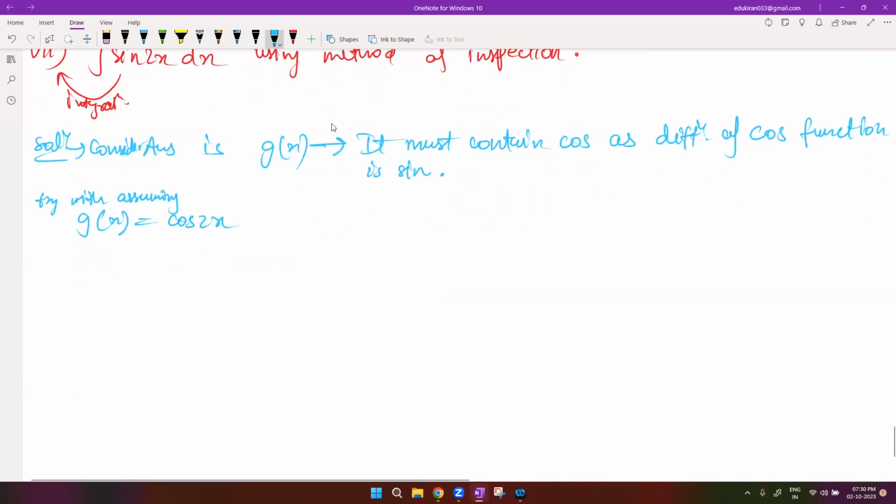To differentiate cos 2x, it would be minus sine 2x first. Cos is minus sine, correct? And then you will differentiate 2x. So differentiation of 2x would be 2, correct? Now you want your differentiation to be sine 2x. Rather than minus 2 sine 2x, you want your differentiation to be only sine 2x, right? So what you can do is take this minus 2 to the left hand side.